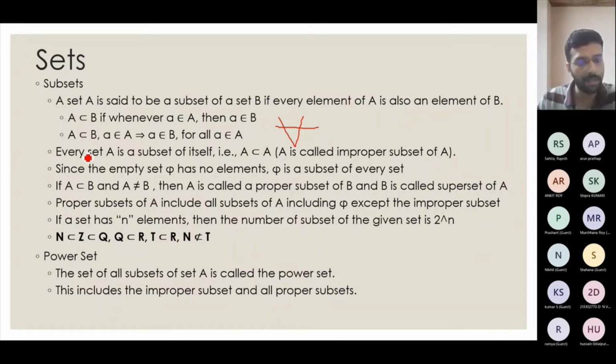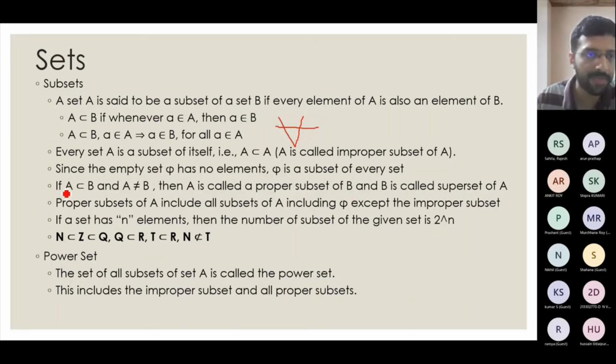And as a corollary to this definition, every set A is a subset of itself. If the subset that we are referring to is the set itself, then we call such a subset an improper subset of A. And since the empty set, the null set phi that we saw earlier, has no elements, it can also be considered a subset of every set. Whatever set you consider, a subset without any elements will also be a subset of the actual set.